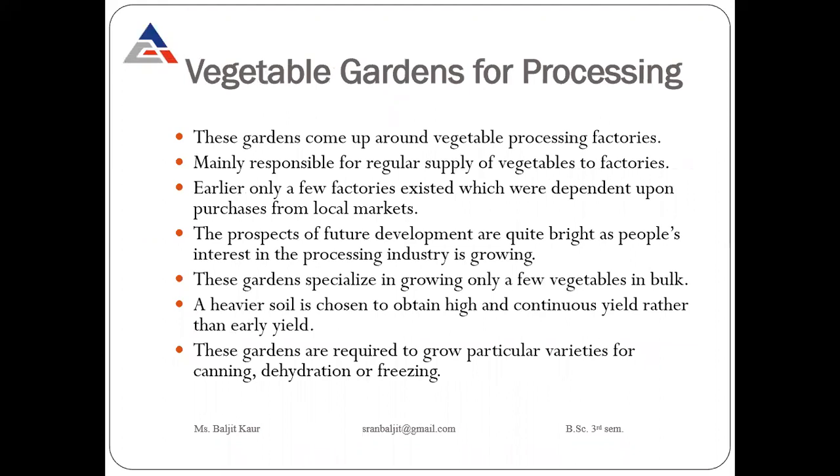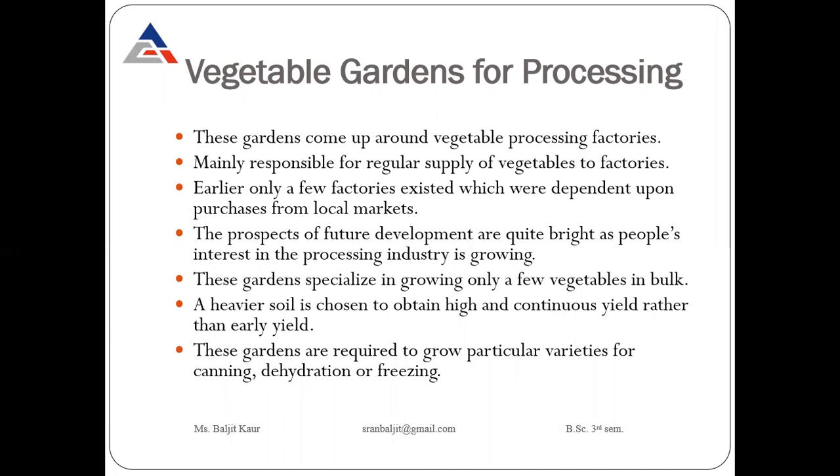So a number of different vegetables are being processed for different purposes, like for making chutneys, for making sauces, right? And these are transported to different countries, right? And there is a garden of a particular crop, and then these crops are sent for processing in the industry. So these gardens come up around vegetable processing factories, right? So wherever the vegetable processing factories are, in that vicinity, the particular vegetables are grown. These are mainly responsible for regular supply of vegetables to the factories, right?